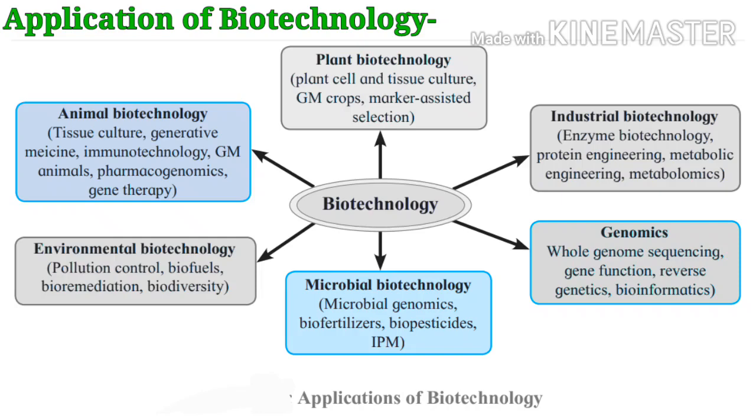Then another application is environmental biotechnology. In environmental biotechnology, for controlling pollution, biofuel, bioremediation, and conservation of biodiversity, we can use biological or biotechnological applications for saving the earth. Then the last application is animal biotechnology. Biotechnology is used in animals for cellular function, tissue culture, regenerative medicine, immunotechnology, genetically modified animals, pharmaceutical products, or gene therapy. All these are applications of biotechnology.